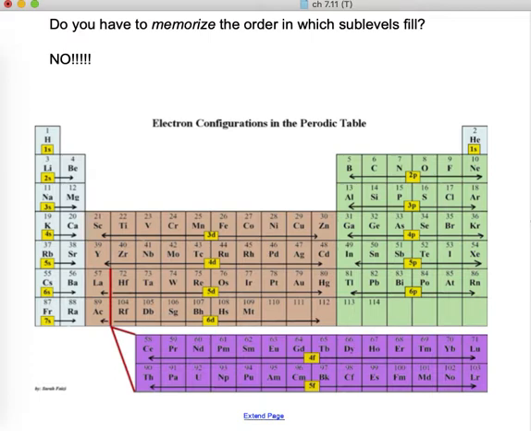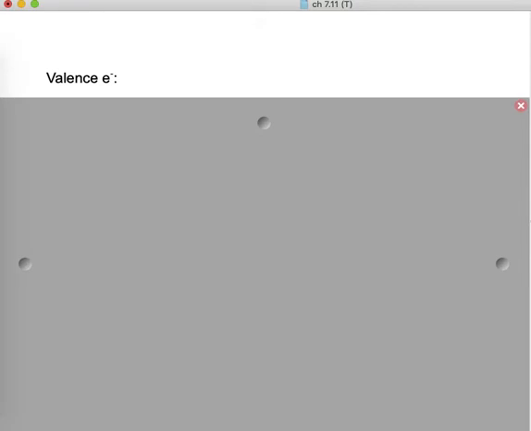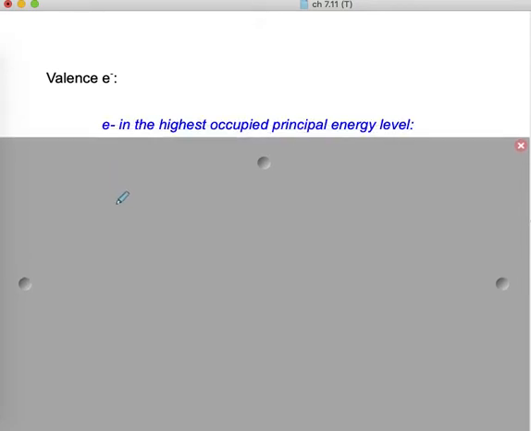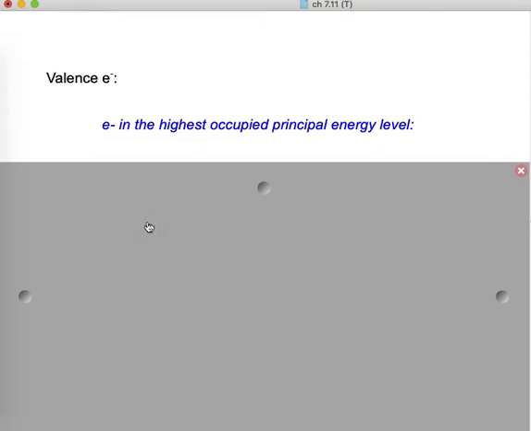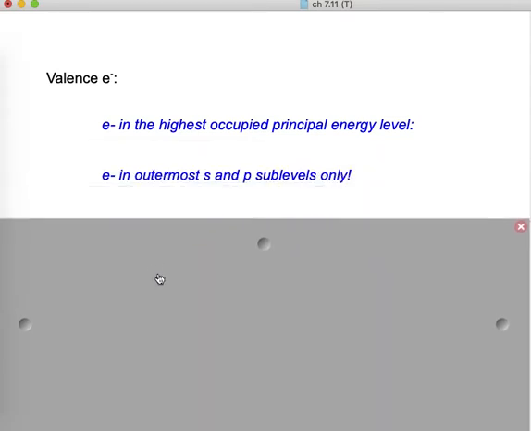A couple of important concepts. The idea of valence electrons. Valence electrons are described as electrons in the highest occupied principal energy level. If you look at your electron configuration and recognize that the number before the type of orbital represents the principal energy level in which that sublevel exists, you simply look and see which sublevels have the highest numbers. Any electrons in them correspond to valence electrons. Okay? And as you'll see, that is in the outermost s and p sublevels only.